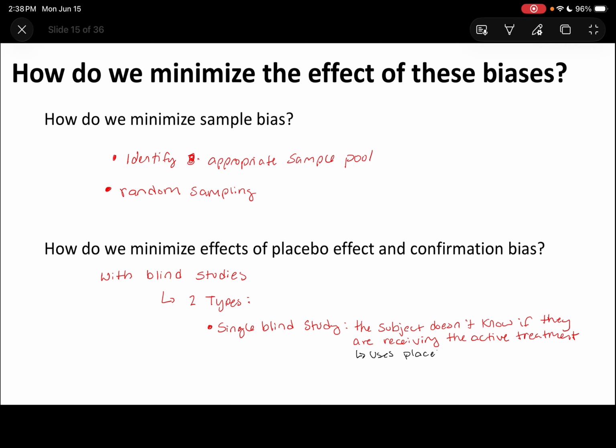A placebo is a treatment lookalike. It's something that mimics the appearance of the actual treatment, but it doesn't have the active ingredient. So it's a way of making it so that the subjects don't really know whether they're getting the true treatment or not. Okay. So in the single-blind study, the subjects are not aware of whether they're receiving the true treatment.